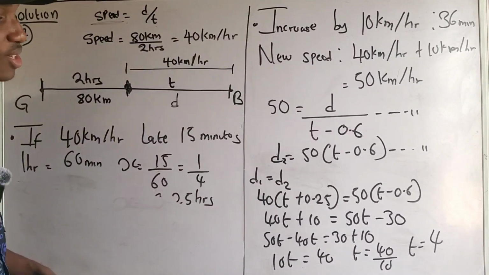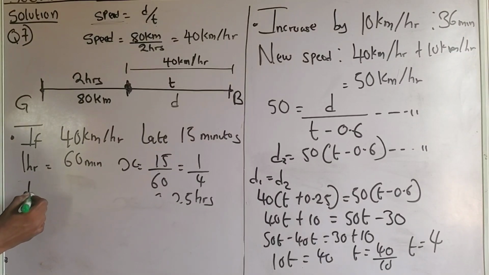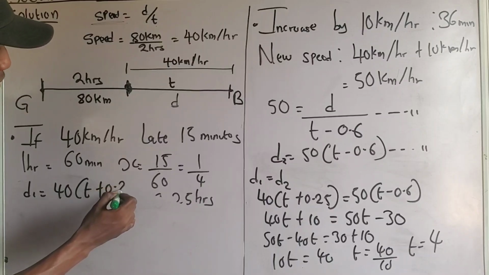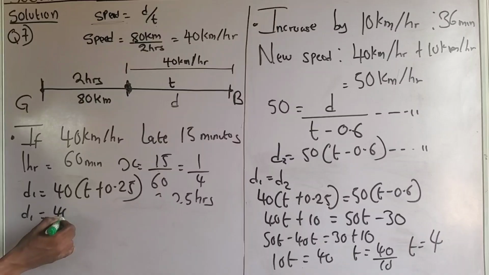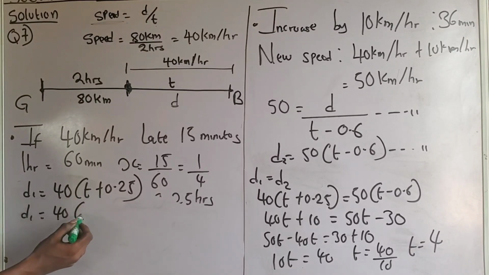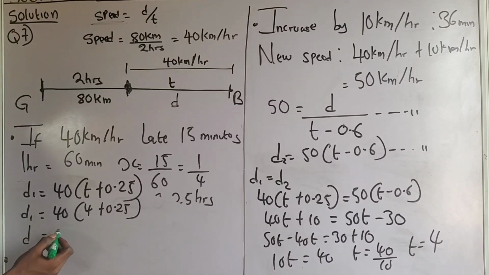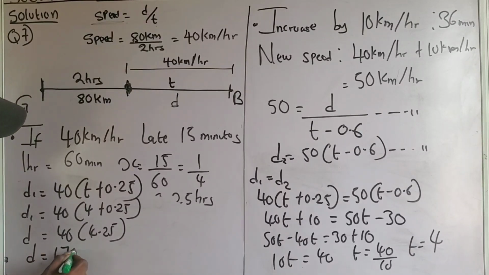Don't forget that this is equation 1, so let us use equation 1. From equation 1, D1 is equal to 40 multiplied by T plus 0.25. What is T? T is 4 now. So D is equal to 40 times 4.25. That is 170. So D is equal to 170 kilometers.